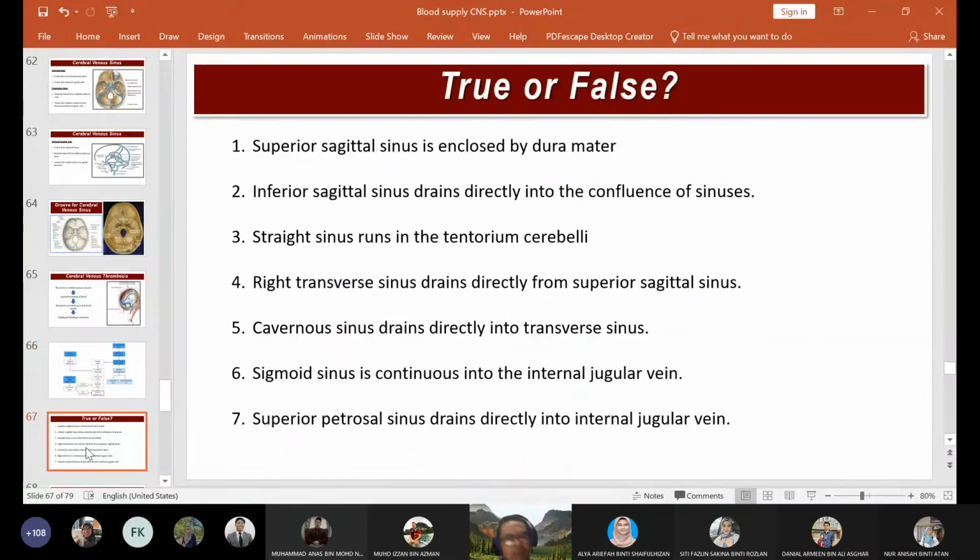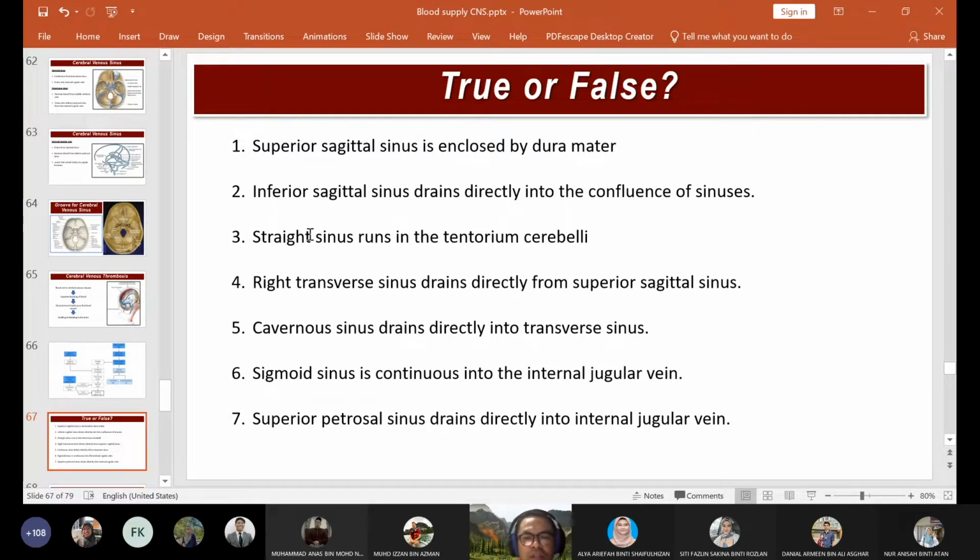Okay, good. Now, question number 1. Superior sagittal sinus is enclosed by dura mater. True or false? True, very good. Inferior sagittal sinus drains directly into the confluence of sinus. False. Very good. It drains into the straight sinus first and baru confluence of sinus.